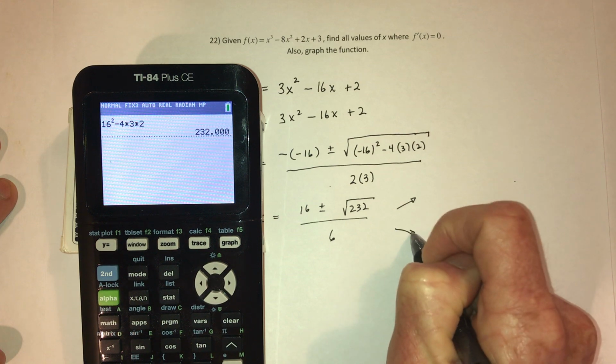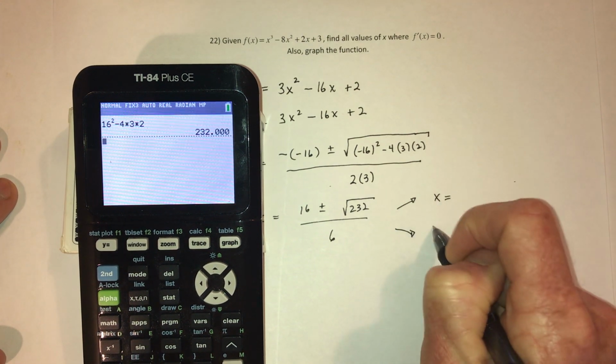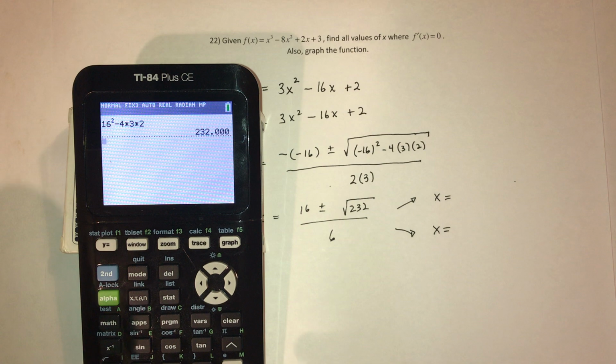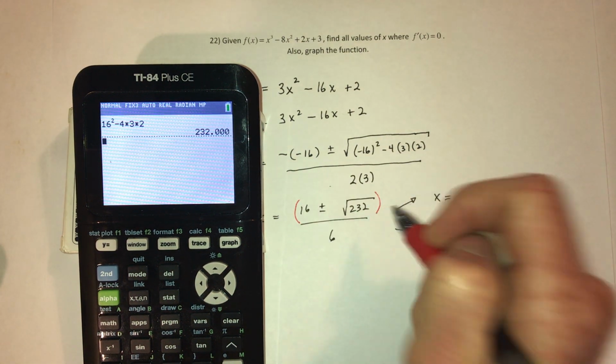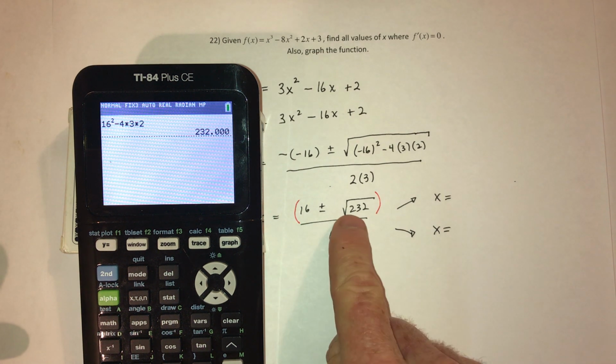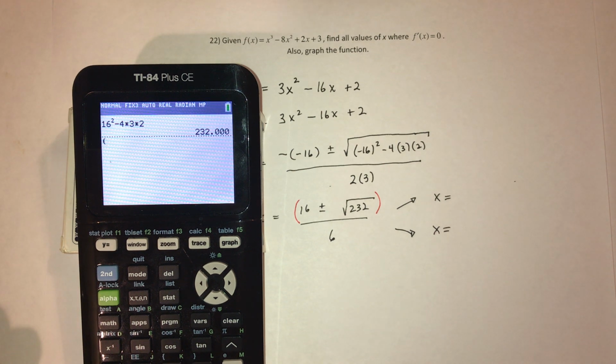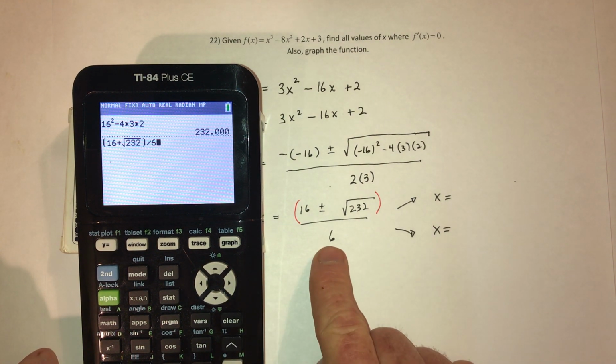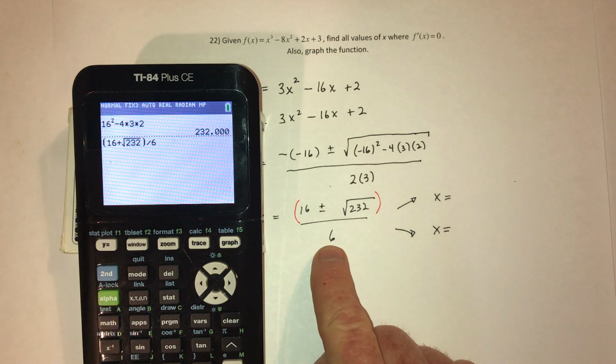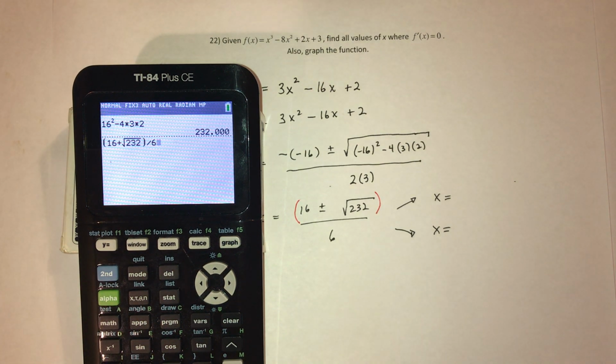Then, because of the plus minus, there's going to be 2 answers. So I should put the numerator in parentheses. Whenever there's more than one thing in a fraction, you should use parentheses. So parentheses 16 plus the square root of 232 parentheses divided by 6. This one doesn't need parentheses because it's only one number, so the calculator will not get confused. 5.205.